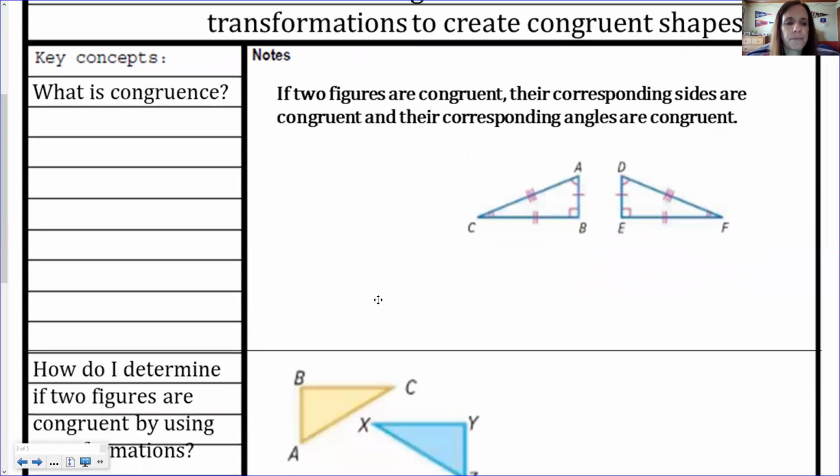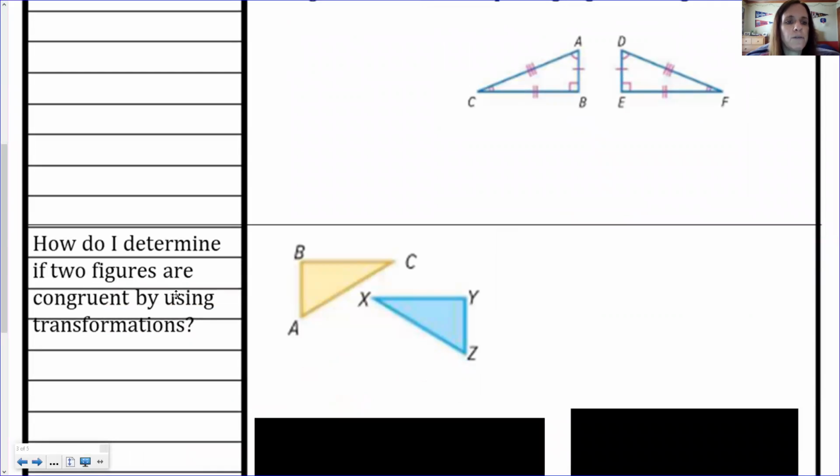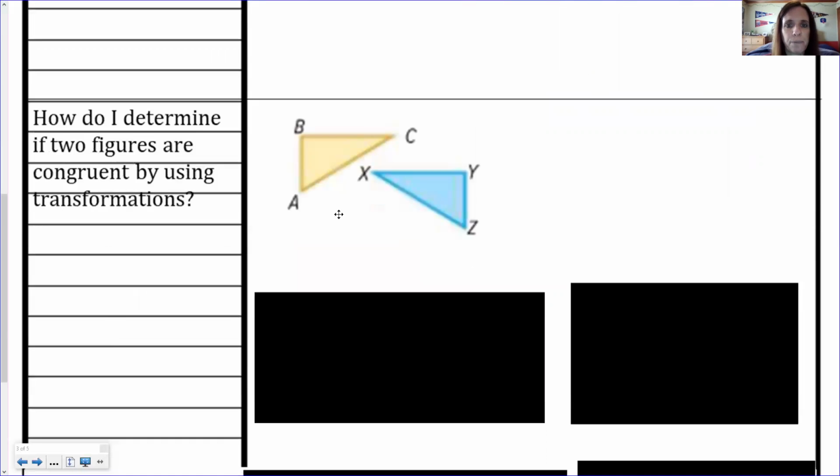So that's congruence. So now, how do I determine if two figures are congruent by using transformations? So I have 2 triangles here, and possibly some transformations occurred to make triangle ABC into triangle ZYX. Okay, and we have to use what we know about transformations to see if this was possible. So the first thing that looks like might have happened to triangle ABC is it looks like it might have turned itself over, and which transformation is like turning itself over?